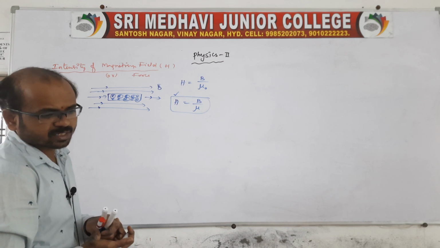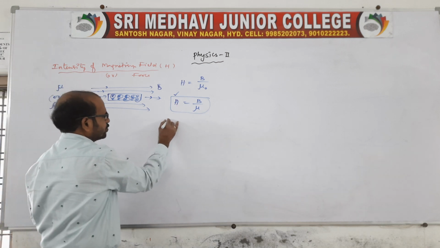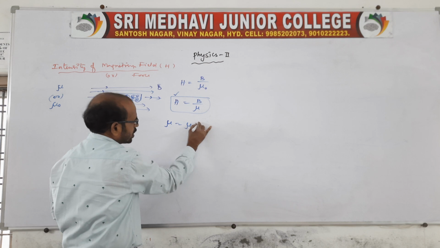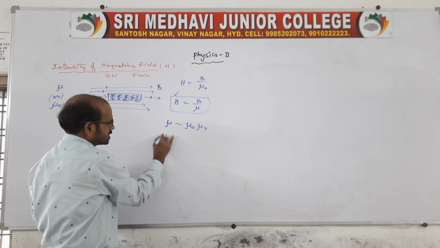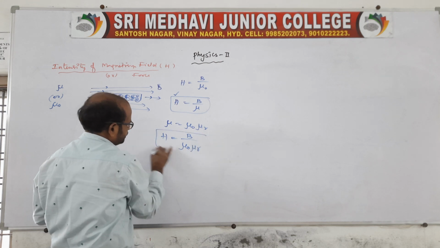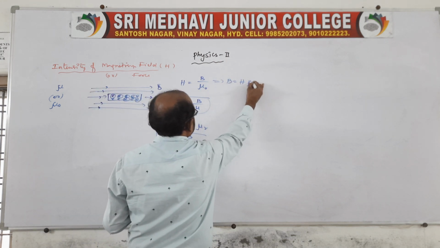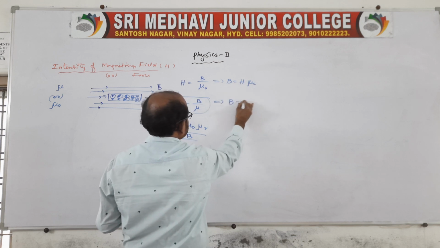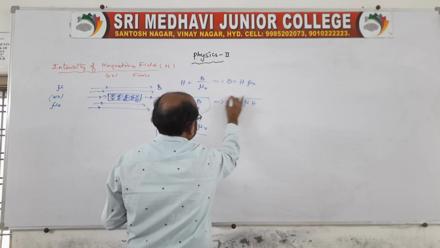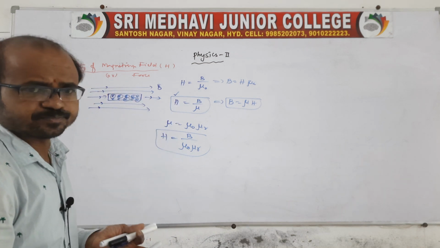So if it is mu, you know mu is nothing but mu naught into mu r. I think you know this. So capital H is equal to B by mu naught mu r. From here we can also say B is equal to H into mu naught, and from here also B is equal to mu into H. You remember these two formulas, because in the next classes these are required.